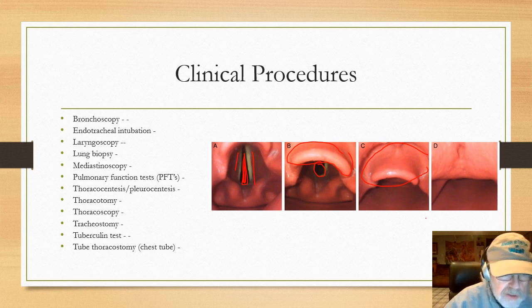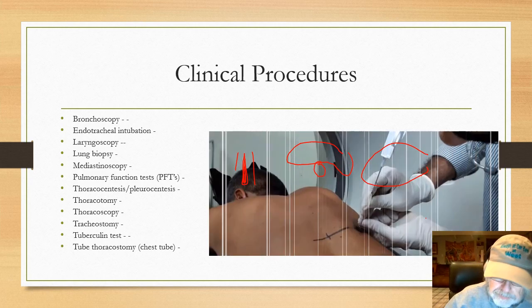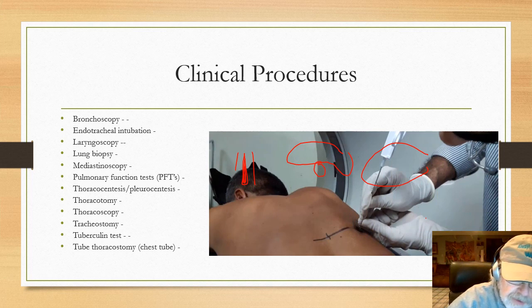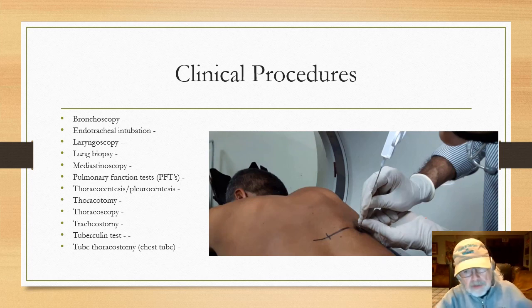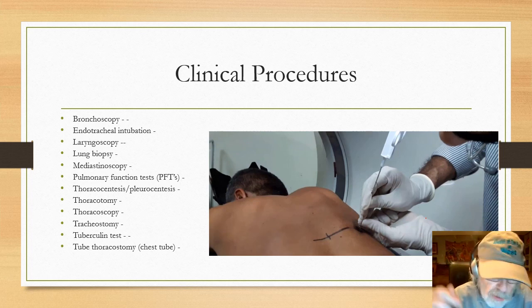Okay, so that's just called laryngoscopy. Lung biopsy. This is just taking a lung biopsy. They usually use a needle. Okay, and what they do is they just take the needle in. The needle has a core, and what they do is they pull up. They create some suction. It sucks a piece of tissue up in that tube, and then they pull it out.